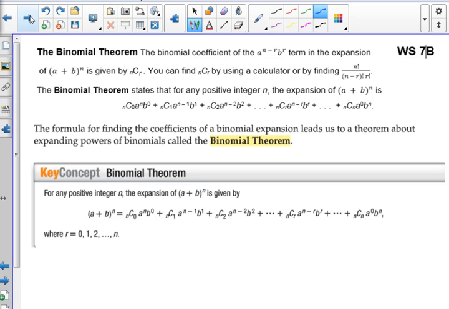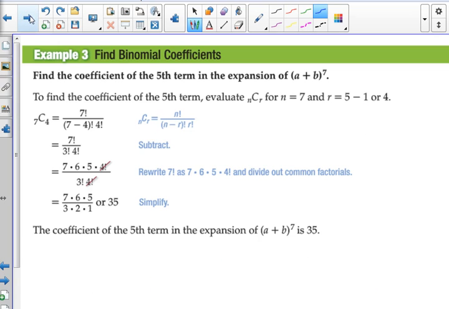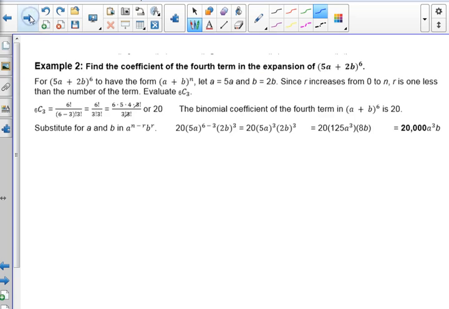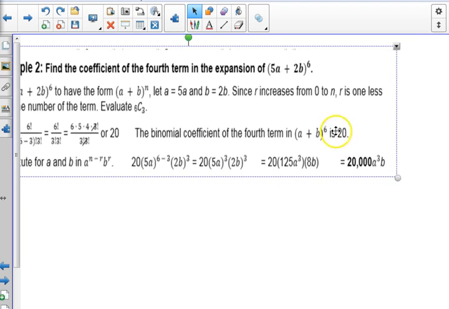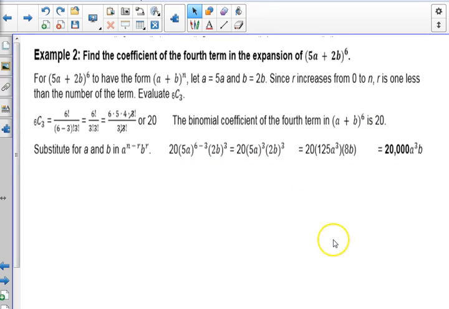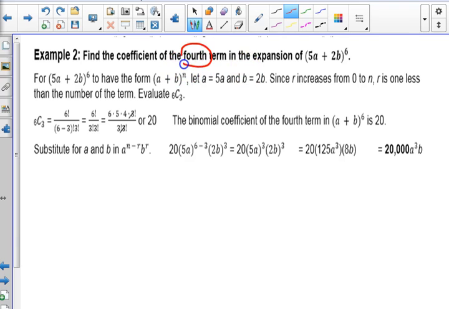Besides that, they will sometimes ask you to find only a specific term. And there is a typo on the worksheet, so I need you to be paying attention here and fix this, because I messed this up when I typed it. It says, find the 4th term, and then they really only want the coefficient when you're done, of this sequence.